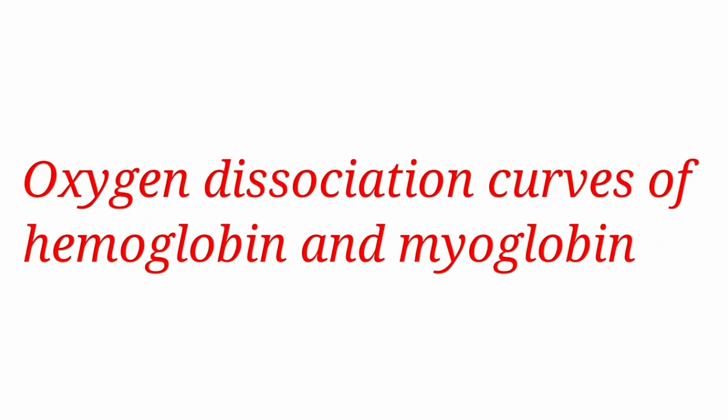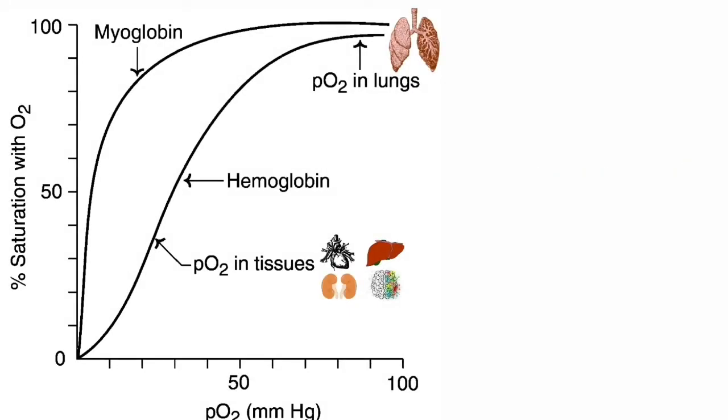The oxygen dissociation curves for myoglobin and hemoglobin are different. The ODC curve for myoglobin has a hyperbolic shape. This is because myoglobin reversibly binds a single molecule of oxygen. Oxygenated and deoxygenated myoglobin exist in a simple equilibrium. So that is myoglobin plus oxygen gives oxygenated myoglobin. This is a reversible reaction. When oxygen is added, the equilibrium shifts to the right. When oxygen is removed, the equilibrium shifts to the left.